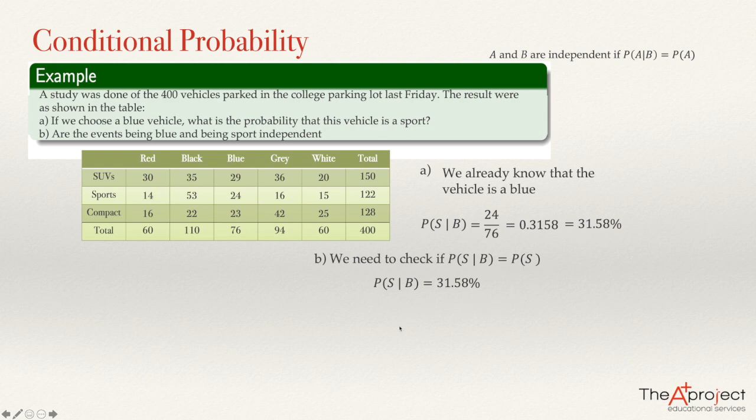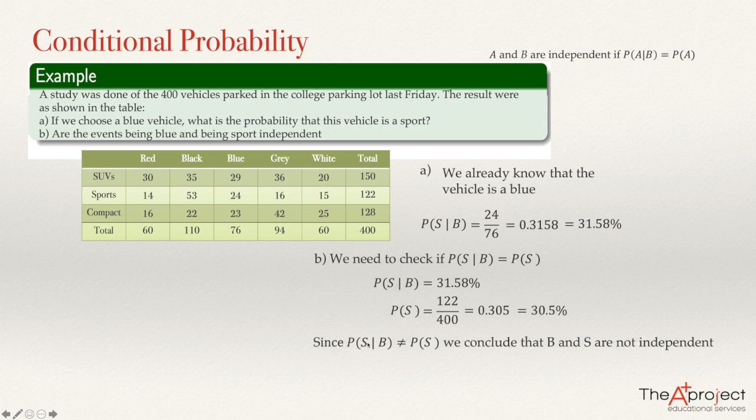The probability of being a sport is equal to 122 divided by 400, and this is 0.305 or 30.5%. So comparing these two numbers, we've noted that these are different. Since the probability of being a sport given that the vehicle is blue is different than the probability of being a sport, we conclude that B and S are not independent.